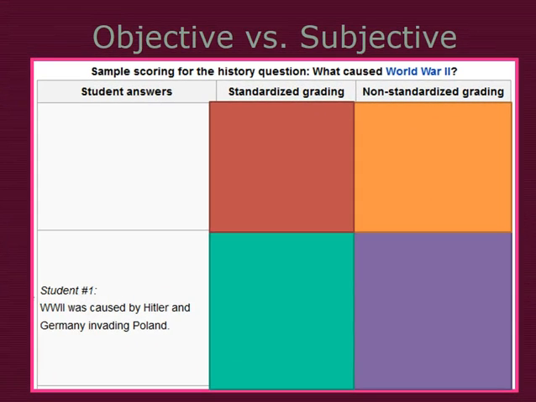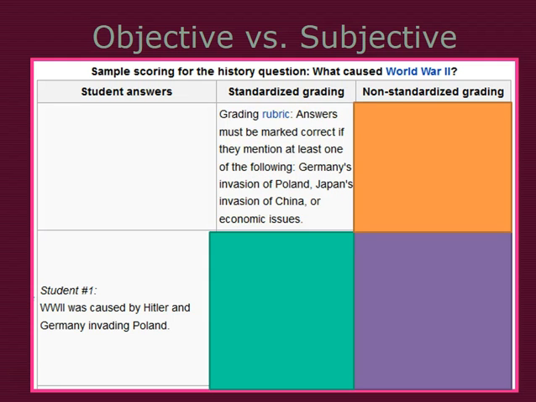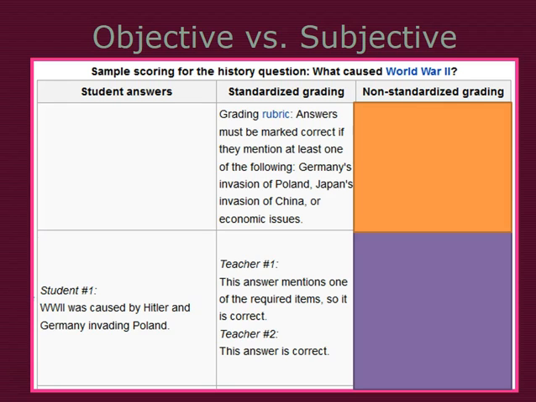So kind of a way to look at this is looking at a question. Student number 1 was asked, what was the cause of World War II? Student number 1 said World War II was caused by Hitler and Germany invading Poland. A standardized grading scale would tell us that answers must be marked correct if they mention at least one of the following: Germany's invasion of Poland, Japan's invasion of China, or economic issues. Did they do this? Yes. Teacher number 1 says the answer mentions one of the required items, so it is correct. Teacher number 2 grades the same test and says, yep, the answer is correct, it met the rubric.